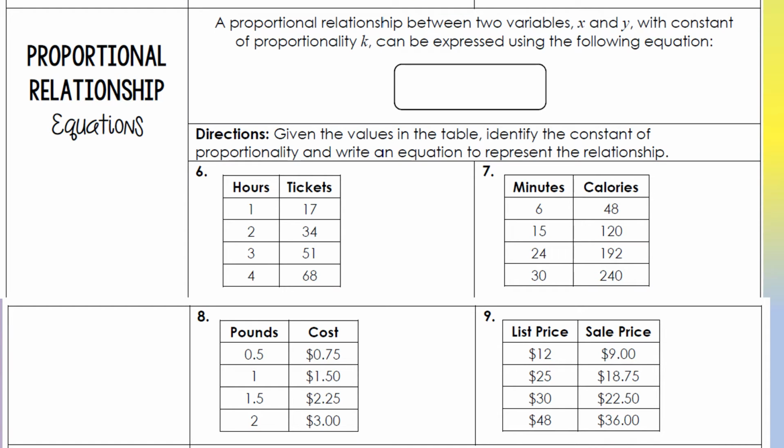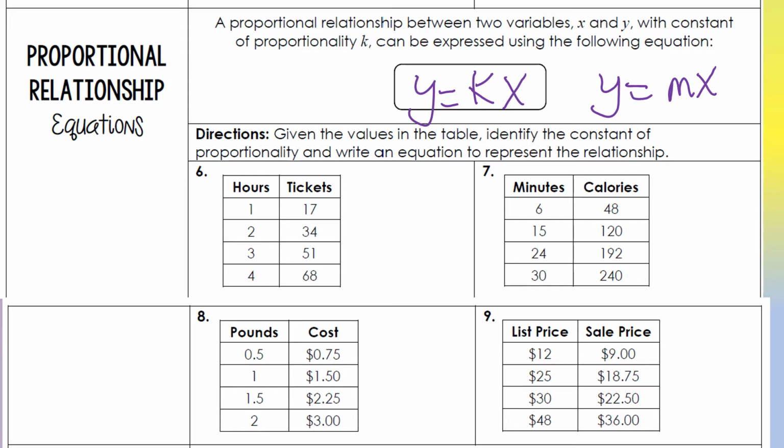Next, if there is a proportional relationship, we can give it an equation. Using the variables x and y, and then the constant of proportionality k, we can use this equation, y equals kx, which actually looks kind of familiar. Last week we had the equation y equals mx, and guess what? These two things are equal to each other. K is the constant of proportionality, m is slope, and we learned earlier that constant of proportionality and slope are the same thing, so these are the same exact equation.